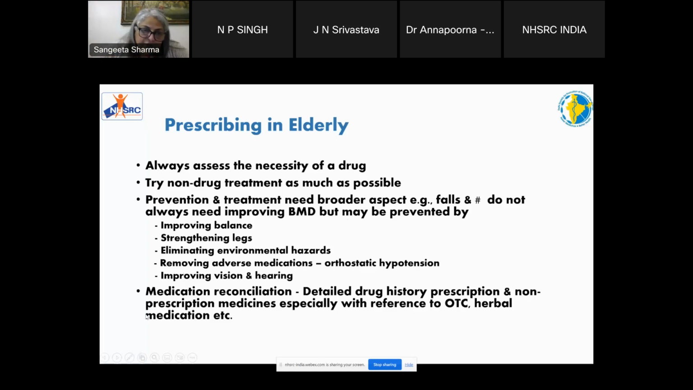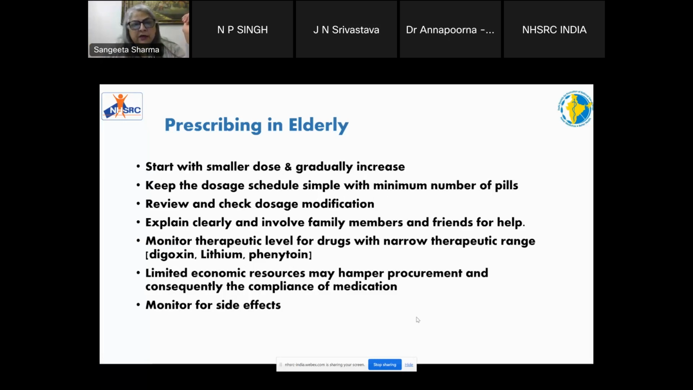This last one is very important. Medication reconciliation must be obtained, because these are the people who are on multiple drugs because of multiple comorbidities. So they may be taking prescription drugs, non-prescription drugs, over the counter and herbal medications. So there may be food-drug interactions, which can give rise to adverse drug reactions in the elderly. So at least do this regularly. This reconciliation should be done regularly.